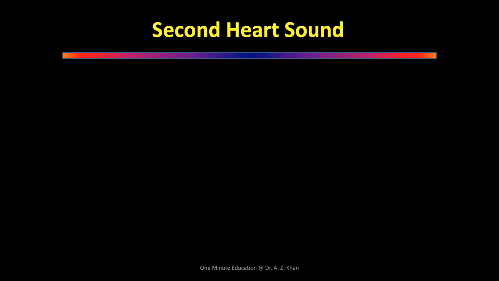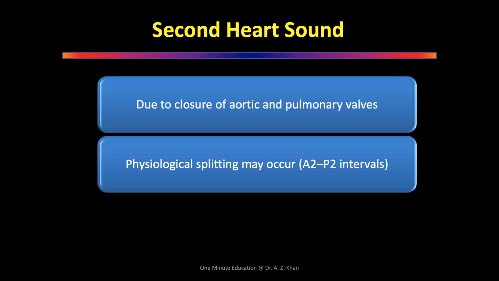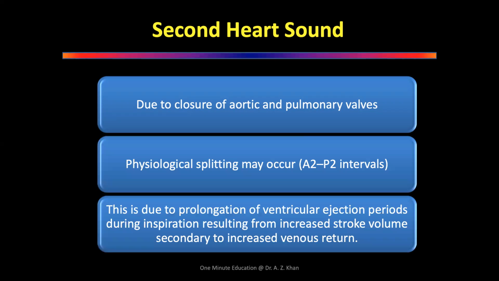Second heart sound. Closure of the aortic valves. Second heart sound is a closure of the mitral valve, or the AV valves. Yeah, so AV valve. You're right, Nikhil. What is physiological splitting? Variation with respiration and inspiration. So A2 to P2. Why does this happen?